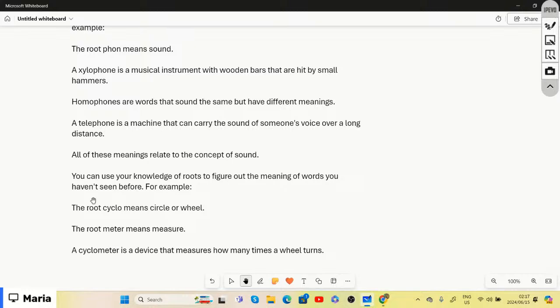And if we look at the first example, we have the root cyclo. And cyclo means circle, or cyclo means wheel, because a wheel is round. And the root meter means measure.